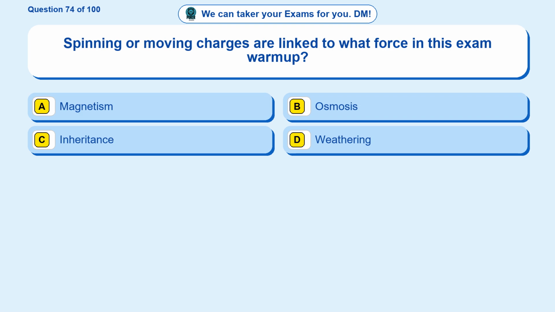Question 74. Spinning or moving charges are linked to what force in this exam warm-up? Option A, magnetism. Option B, osmosis. Option C, inheritance. Option D, weathering. The correct answer is option A. Magnetism.